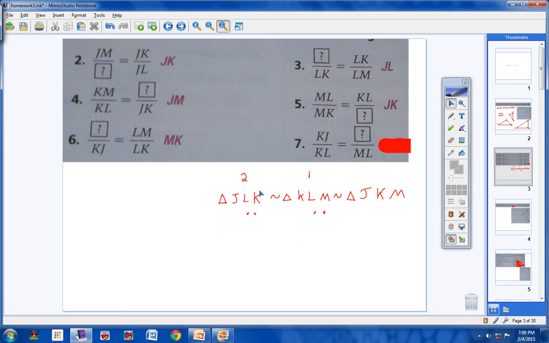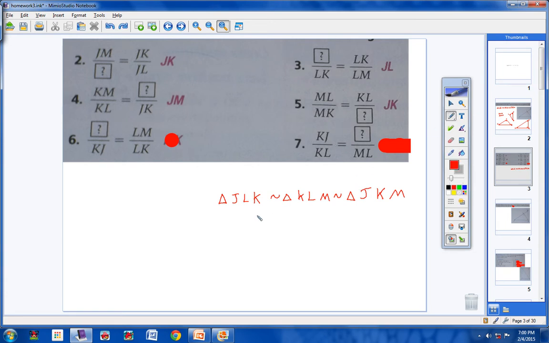Okay, so let's take a look at it. Here we go. LM over LK equals MK over KJ. Works perfectly. And then lastly, number 7.